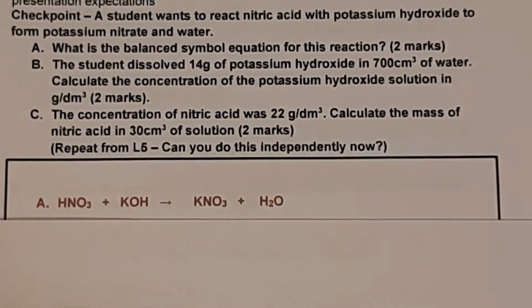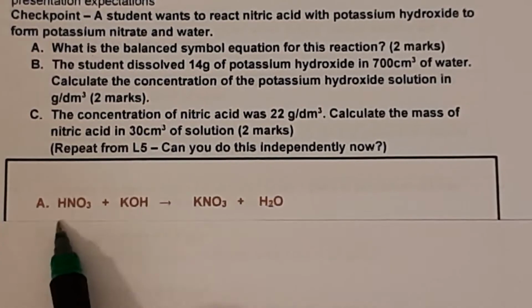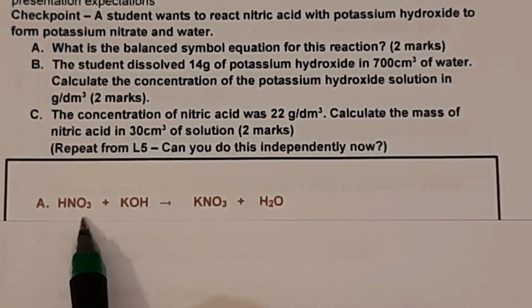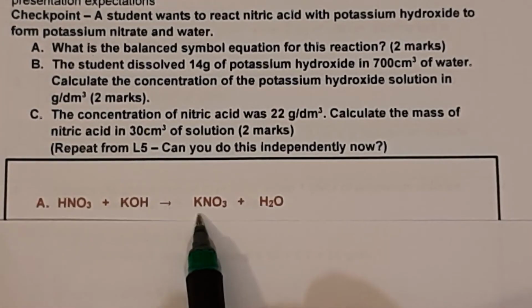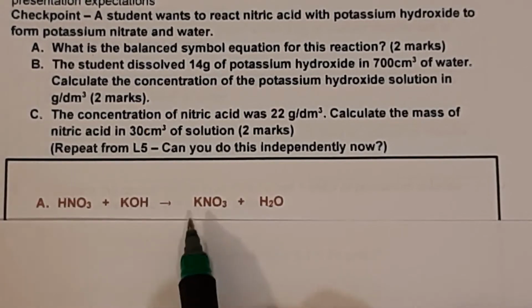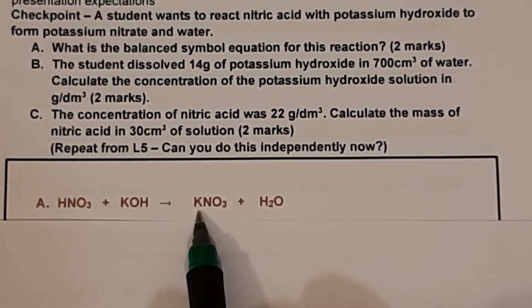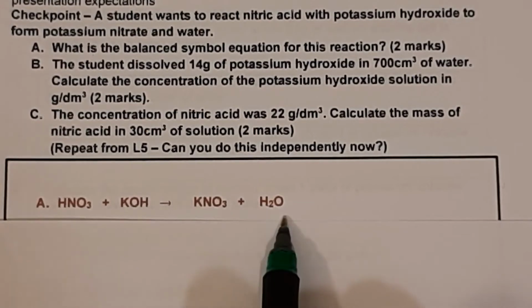Okay, so let's go through that. A, the balanced symbol equation for this reaction. Well, HNO3, that is the symbol for nitric acid. KOH is the symbol for potassium hydroxide. So K is the potassium, OH is the hydroxide. Turns into potassium nitrate, so NO3 is the nitrate part, and potassium is the K, so KNO3 is potassium nitrate, and H2O, which is water.